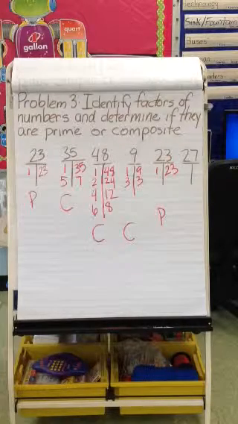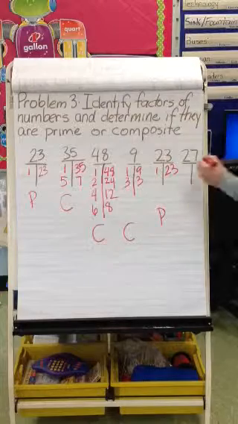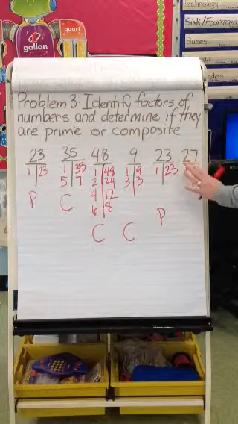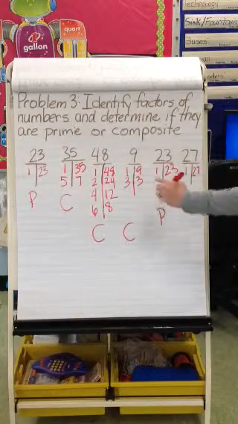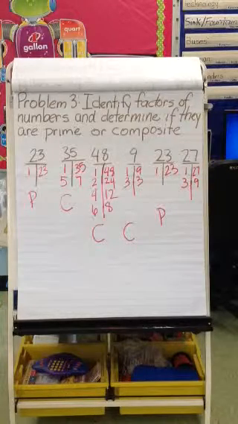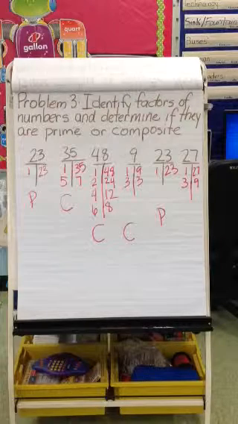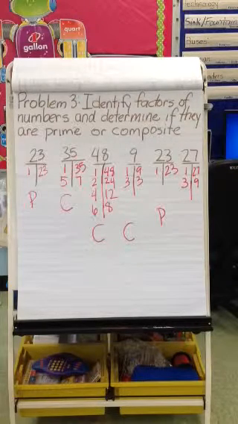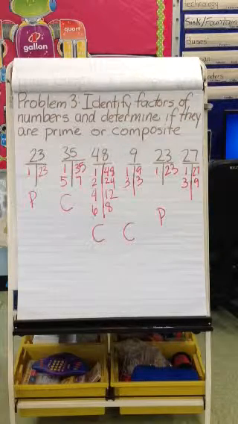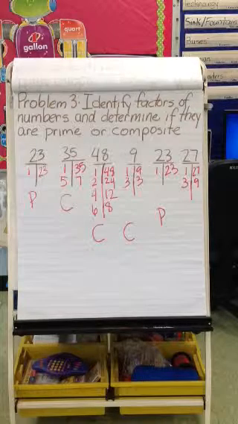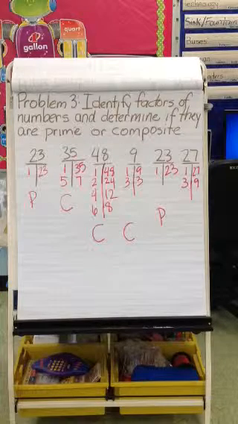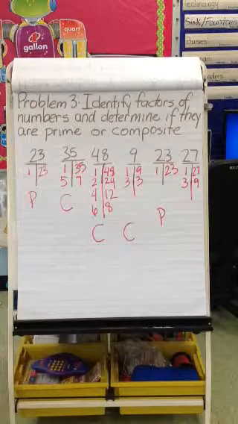Let's look at 27. 1 and 27. Is 2 times something 27? No. Is 3 times something 27? Yes. 3 times 9. Is 4 times something 27? No. Is 5 times something 27? No. Is 6 times something 27? No. Is 7 times something 27? No. Is 8 times something 27? No. Is 9 times something 27?